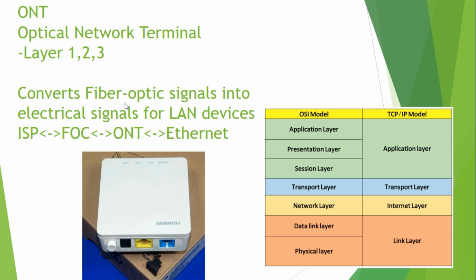ONT, optical network terminal, layers 1, 2, and 3. We're looking at physical layer, data link layer, network layer. So this basically converts fiber optic signals into electrical signals for LAN devices. Okay, so now same idea that we have here, right? ISP, internet service provider, goes into OFC, okay, which goes into ONT, and now we go to Ethernet.